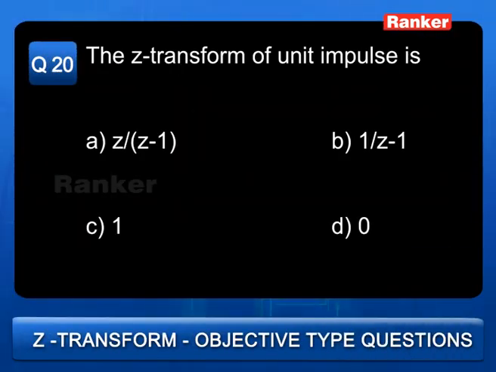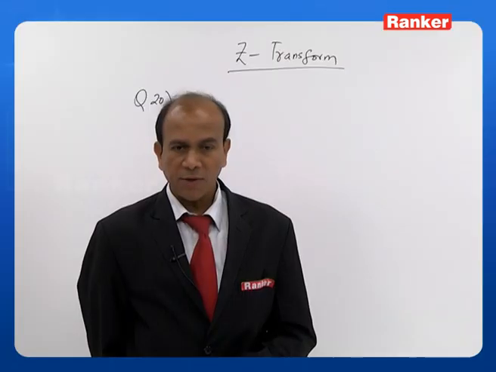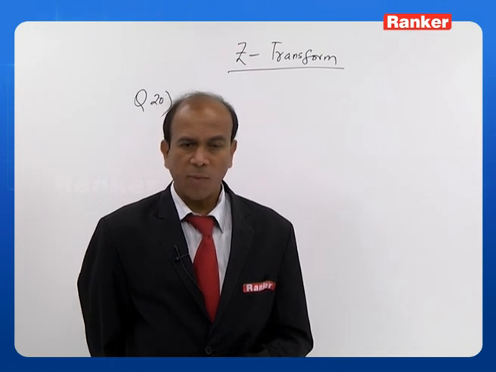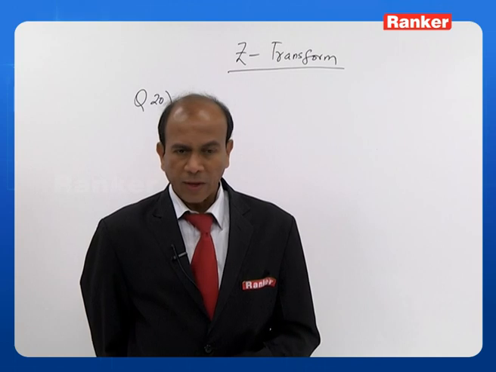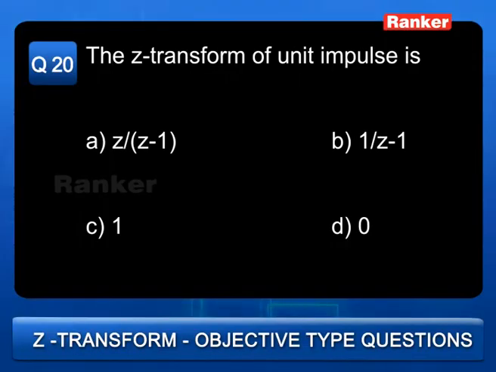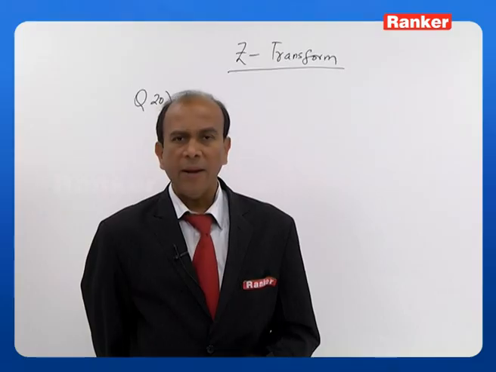Now, let us see question number 20. The Z transform of a unit impulse function is: a, z by z minus 1; b, 1 by z minus 1; c, 1; and d, 0. It means you have to find out the Z transform of a unit impulse function, also called delta of t. So, what is its Z transform? The answer is C, that is 1.